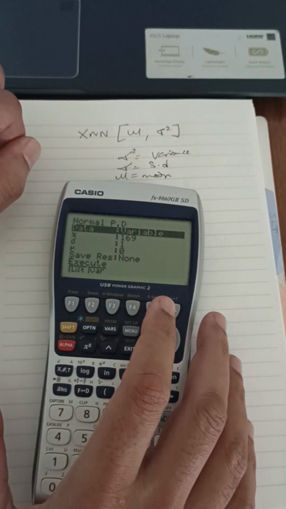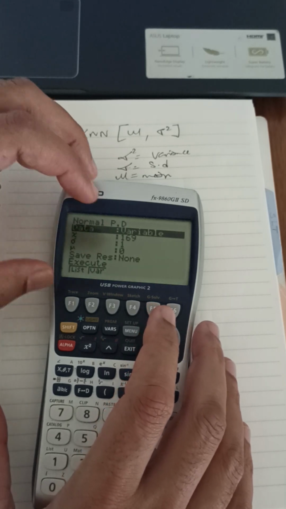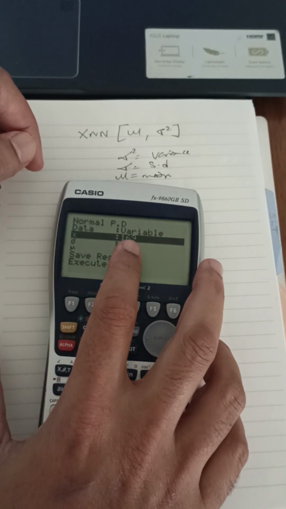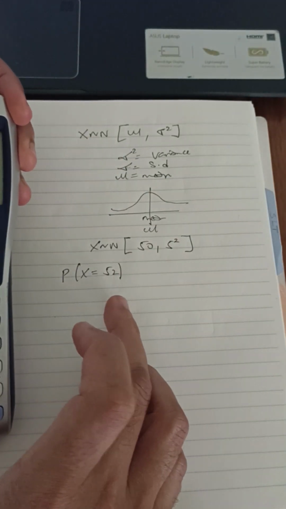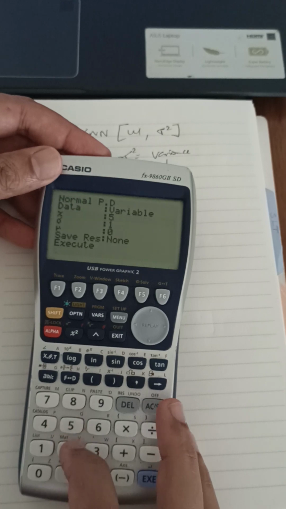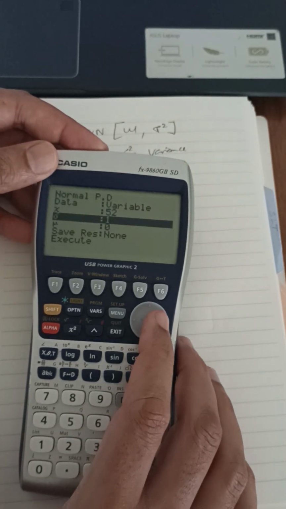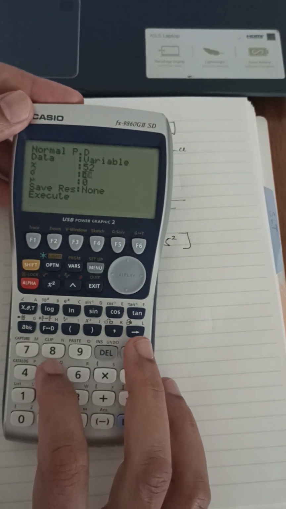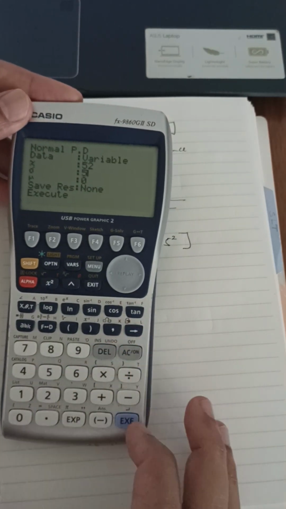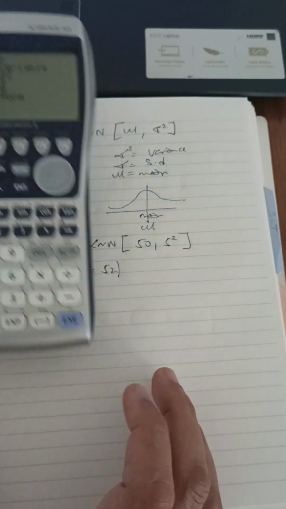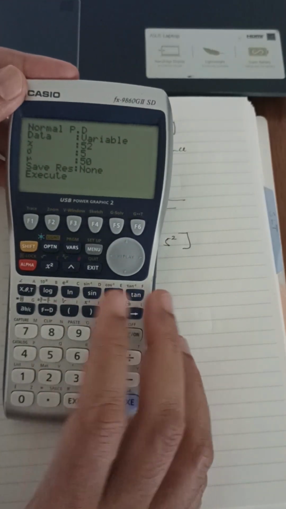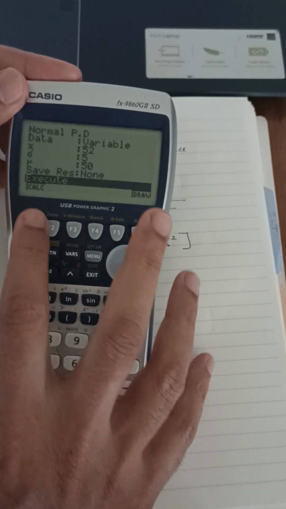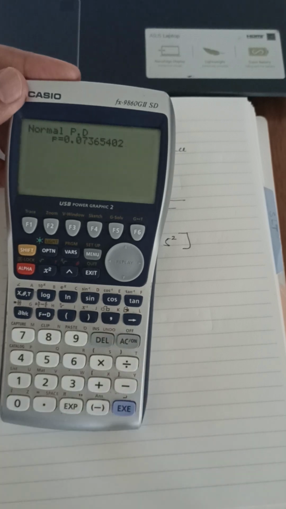Then once you are here, the data is a variable because we're not choosing values from a list. X is the value we are calculating. So here it's 52. So x will be 52. And then the sigma, for us, the sigma is standard deviation, so that's a 5. Sigma 5, then the mu would be 50, like that. And once we've entered all of that, we just need to go on execute, and here you go.